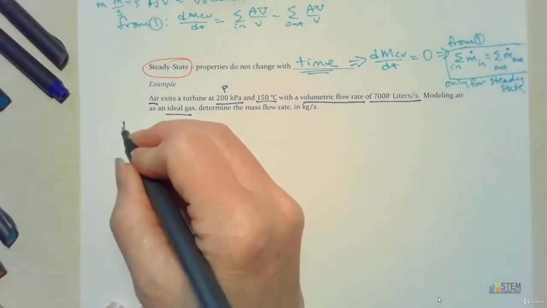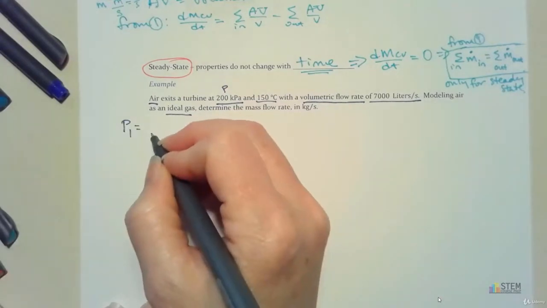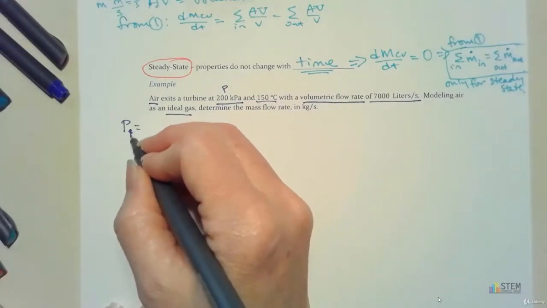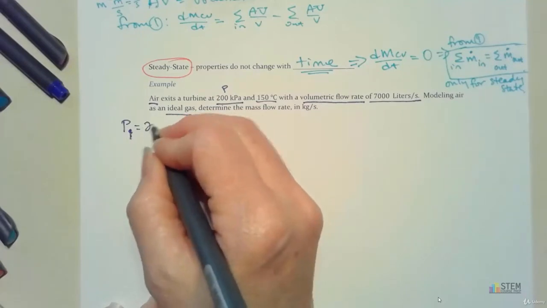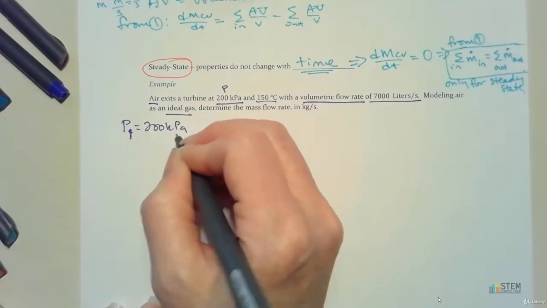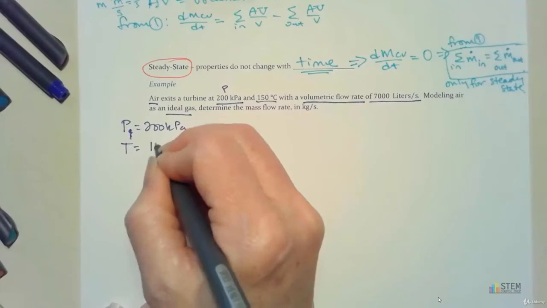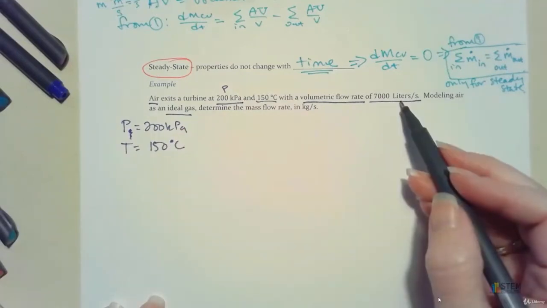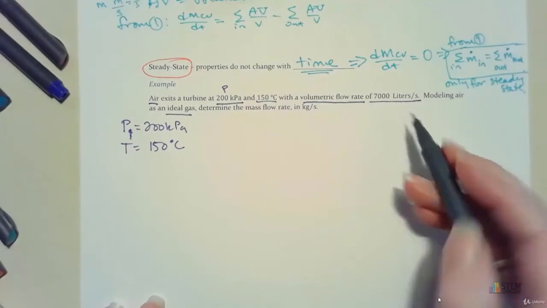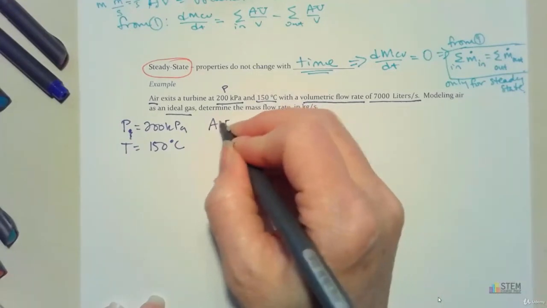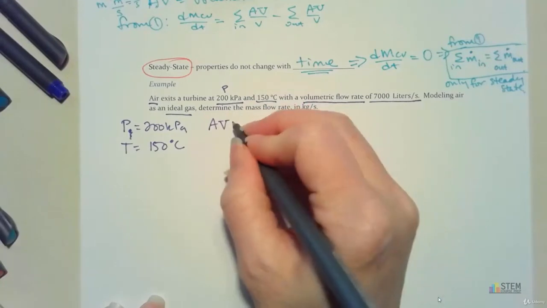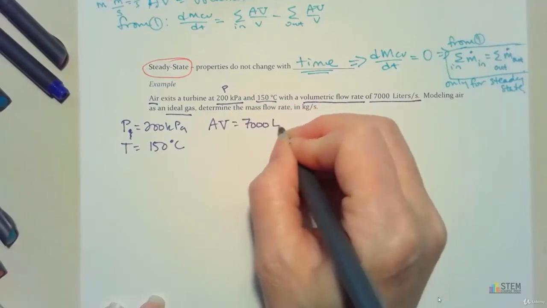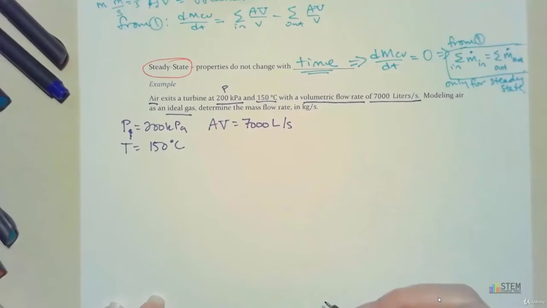Let's go ahead and write out the values we know. So P, we don't really need a P1. Pressure is going to be 200 kilopascal. Temperature is 150 degrees Celsius. Volumetric flow rate, do you remember what symbols we had for that? It's A times V, area times velocity. And that's going to be 7,000 liters per second.